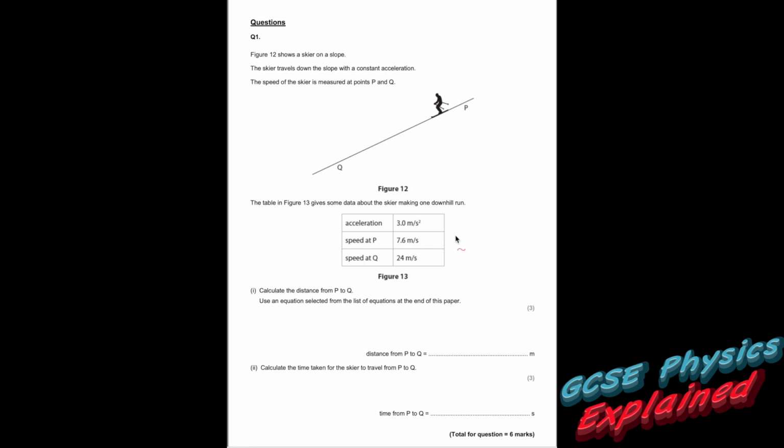Right, let's have a look and see what we've got. So we've got acceleration. Let's call that A. Speed at P. P's at the top of the slope, so we'll call that U, which is the initial velocity. And the speed at Q, that's the velocity at the bottom of the hill, so that'll be V, the final velocity. And it's asking us to calculate the distance. So distance equals question mark.